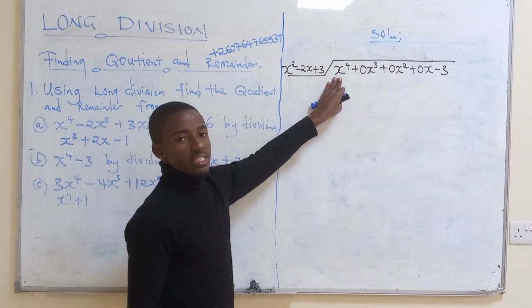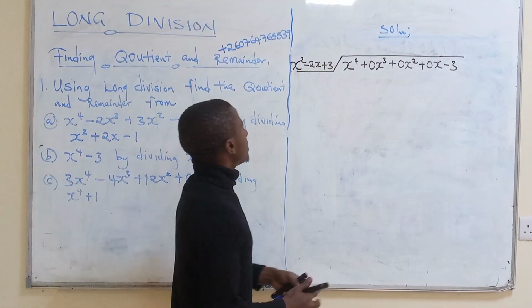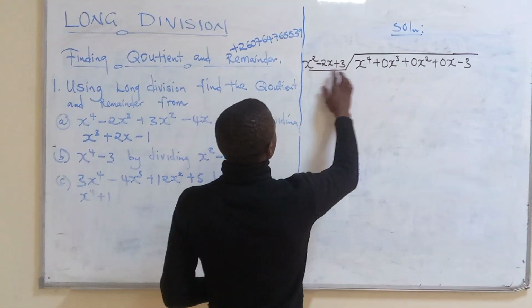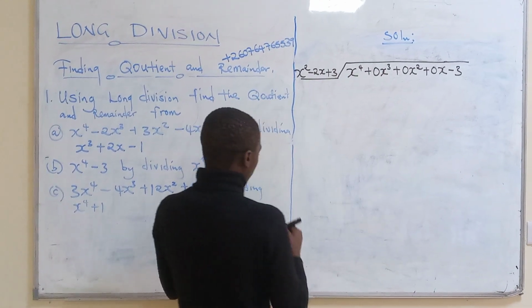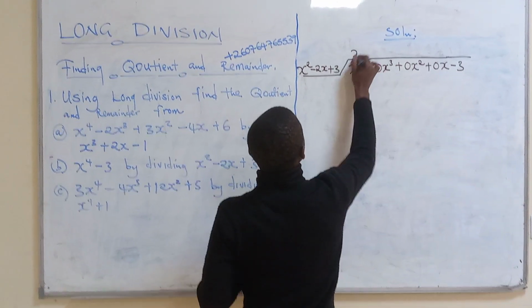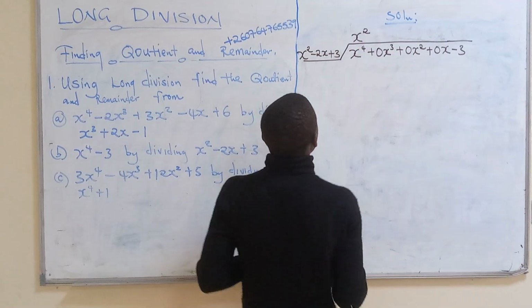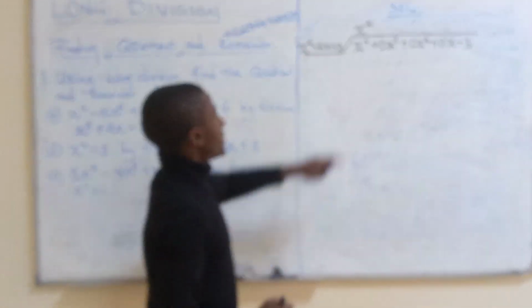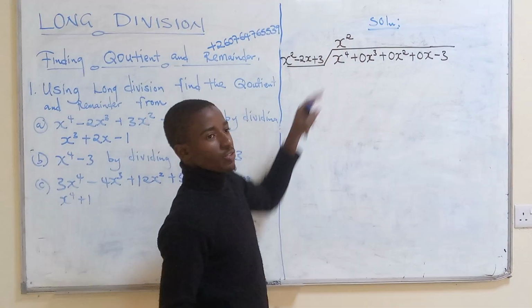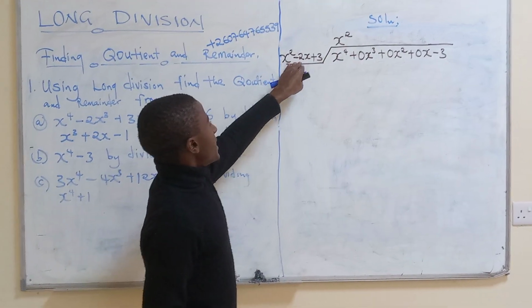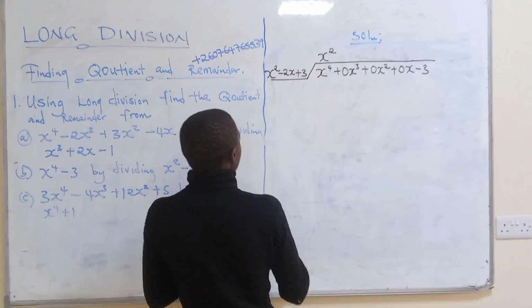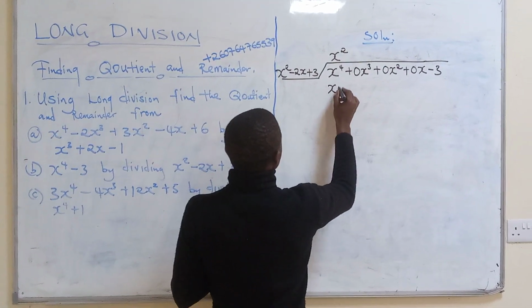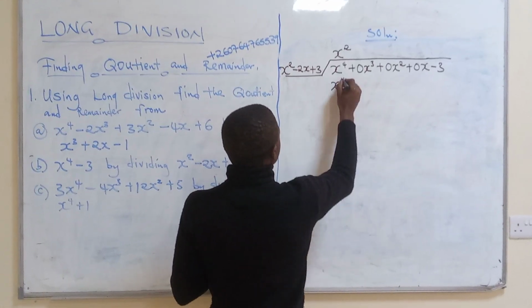From there, first step, divide the first variable of the divisor with the one in the square root. So that is x squared divides x to power 4. We are going to obtain x squared. That value that you have obtained should be multiplied with the divisor. So x squared multiplied by x squared, we are going to get x to power 4.